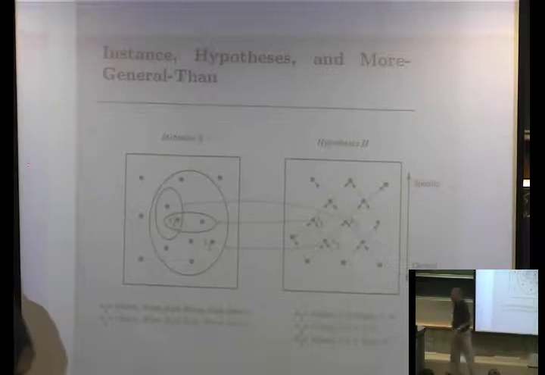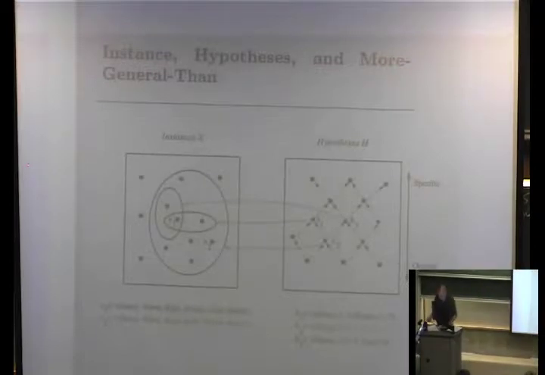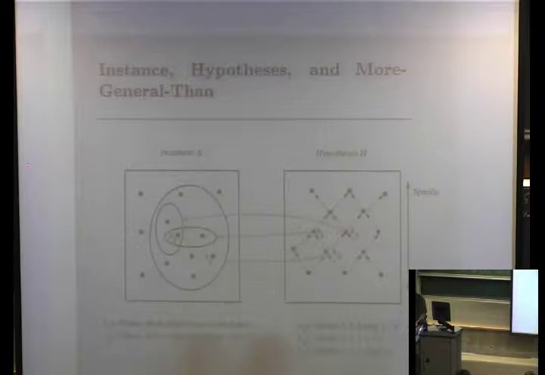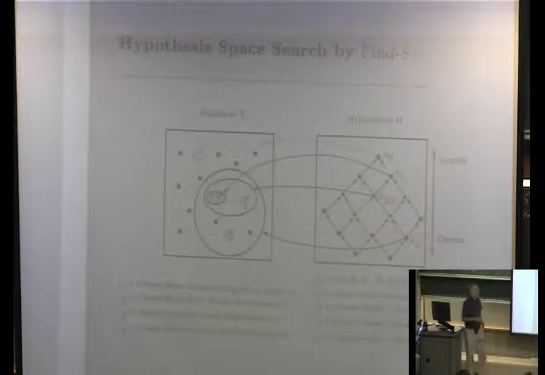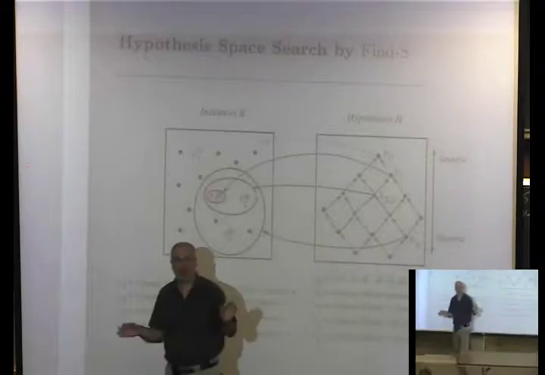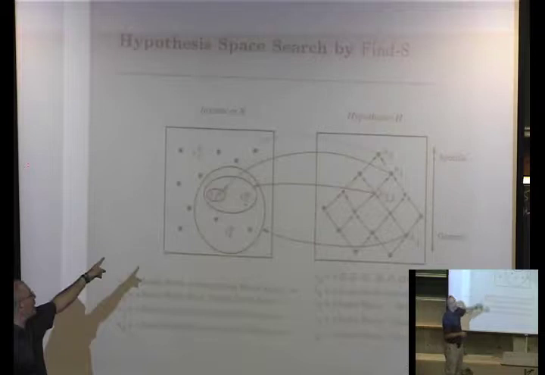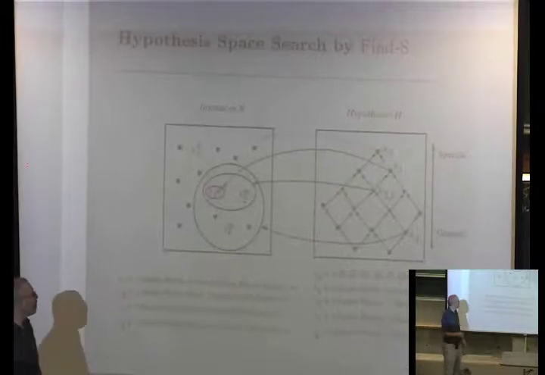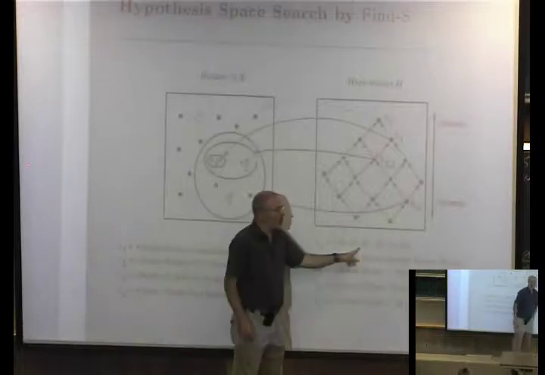I think I have another version of it that shows H0. I'll give you this one instead. The algorithm starts with what we call H0, which is the hypothesis that says no to everything. It corresponds to an empty set in the instance space. So here's H sub 0, and you see it has nulls everywhere.